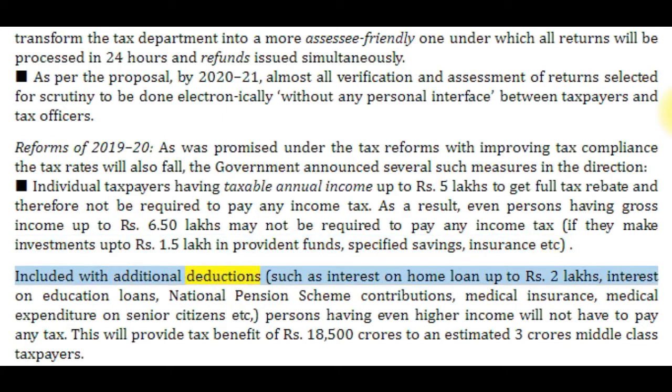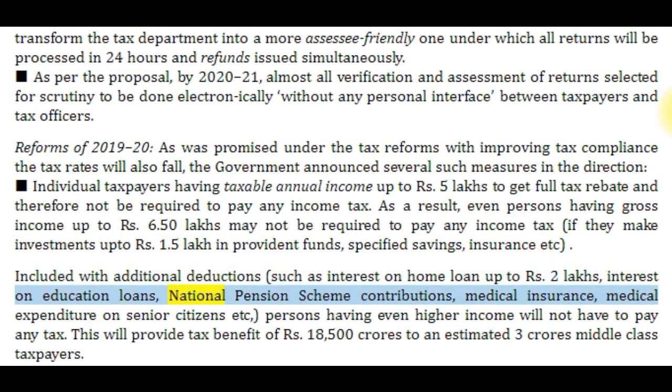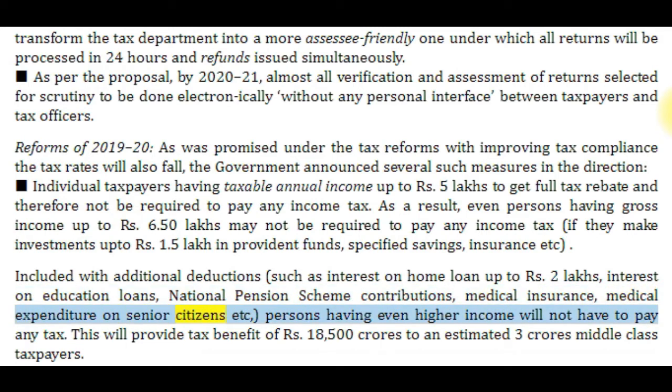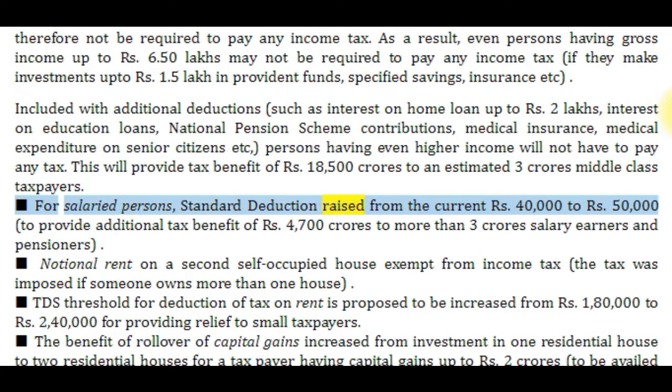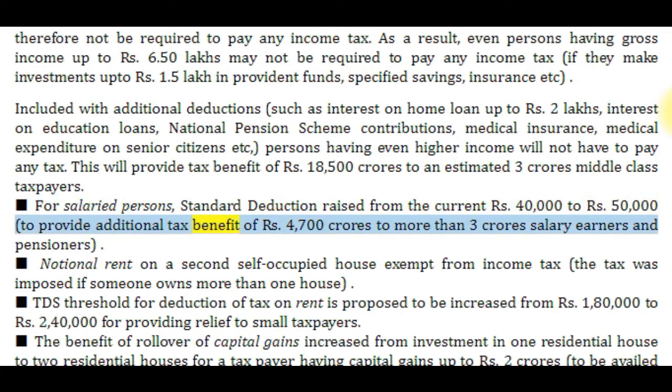This is combined with additional deductions, such as interest on home loan up to 2 lakh rupees, interest on education loans, National Pension Scheme contributions, medical insurance, medical expenditure on senior citizens, etc. Persons having even higher income will not have to pay any tax. This will provide a tax benefit of 18,500 crore rupees to an estimated 3 crore middle-class taxpayers. For salaried persons, the standard deduction is raised from the current 40,000 rupees to 50,000 rupees to provide an additional tax benefit of 4,700 crore rupees to more than 3 crore salary earners and pensioners.